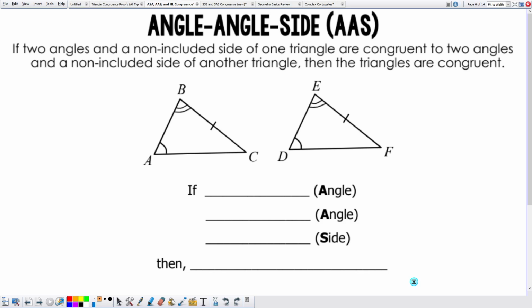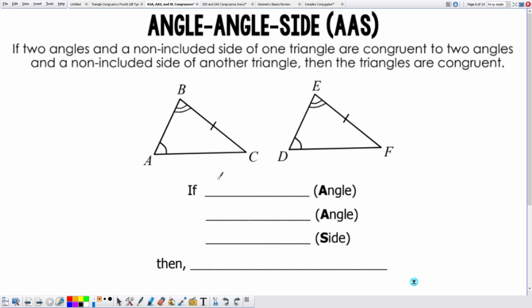Hello again. Now we have yet another way to prove that triangles are congruent. This is called angle side. So if two angles and a non-included side of one triangle are congruent to the two angles and a non-included side of another, then the triangles are congruent.